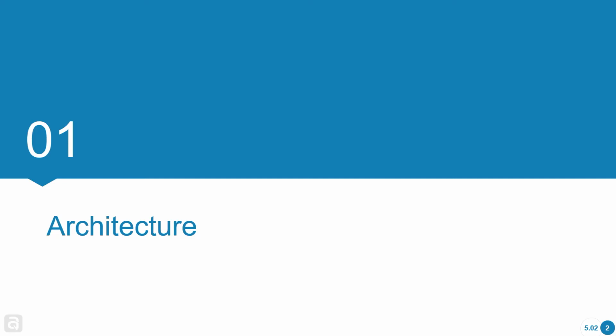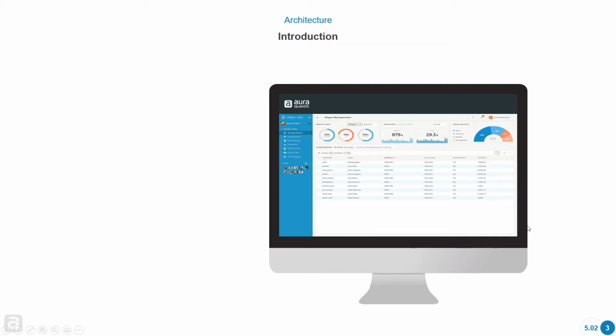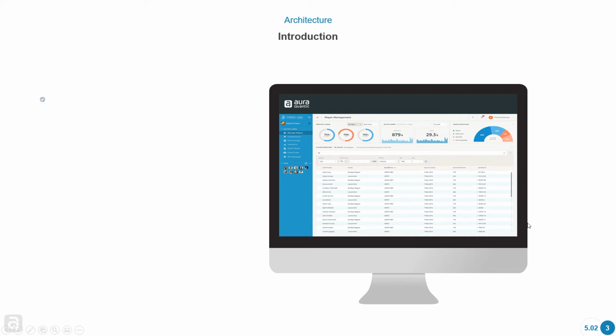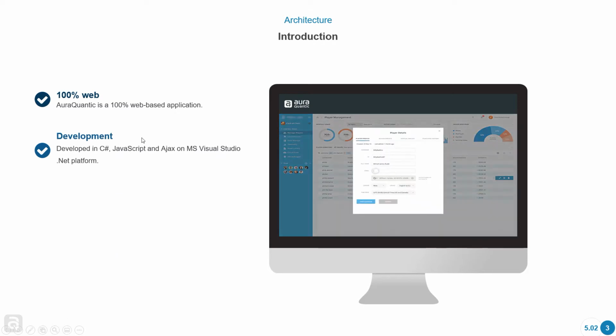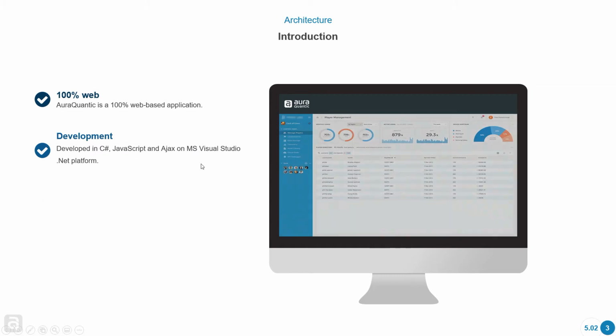In this part, we are going to learn about the architecture. We know that Aura Quantic is a 100% web-based application. It's developed in JavaScript and Ajax on the MS Visual Studio .NET platform.